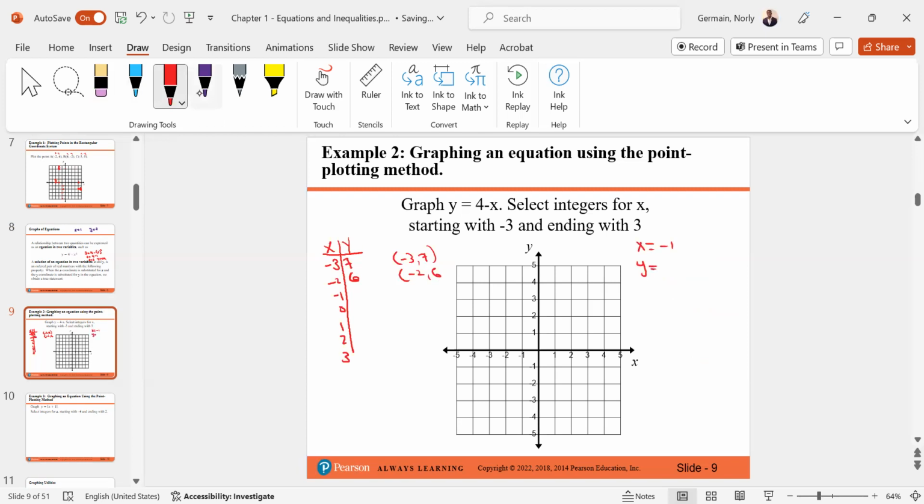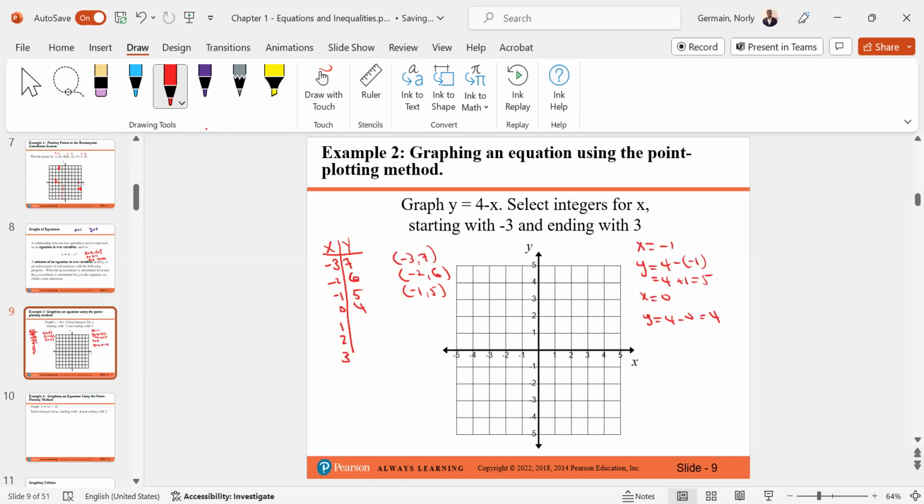So if x is -1, 4 minus -1, remember two negatives always give you a positive. That's why 4 plus 1 is 5. So y is 5, that means -1 gives us 5. And we would continue. If x is 0, y equals 4 minus 0, which is 4.